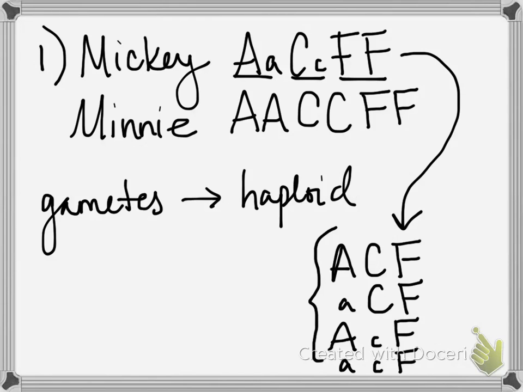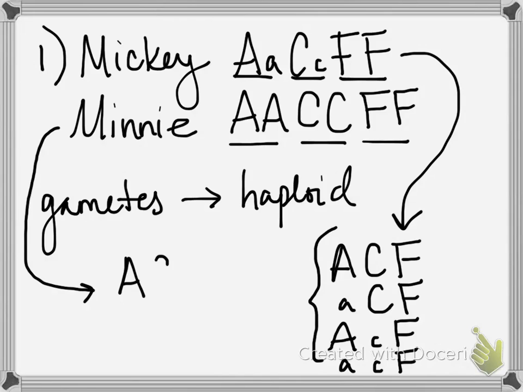So that's the answer for Mickey. For Minnie, the gamete is a little bit simpler because she's homozygous dominant for all of the genes. So the only gamete that she will make is big A, big C, big F.